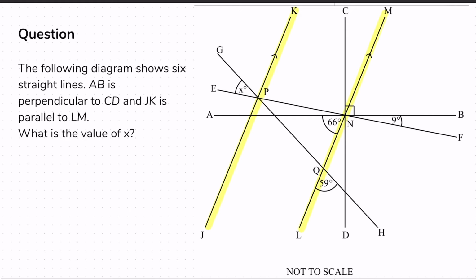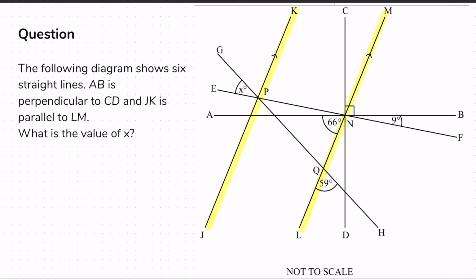AB, starting from here, moving to here, is perpendicular to CD, right? So that's where we get this right angle from. And JK is parallel to LM. What's the value of X?